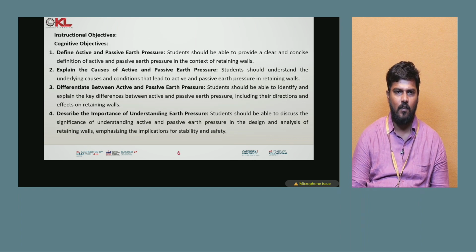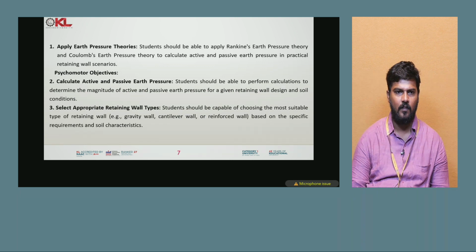So coming to the cognitive objectives: defining the active and passive earth pressures, explaining the causes of active and passive earth pressures, differentiating between the active and passive earth pressures, describing the importance of understanding the earth pressures. Next, apply earth pressure theories such as Rankine's earth pressure theory and Coulomb's earth pressure theory, and select appropriate retaining walls.